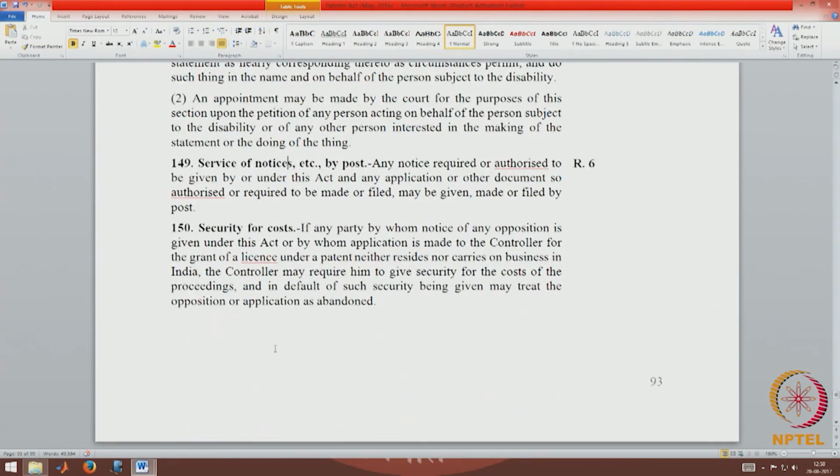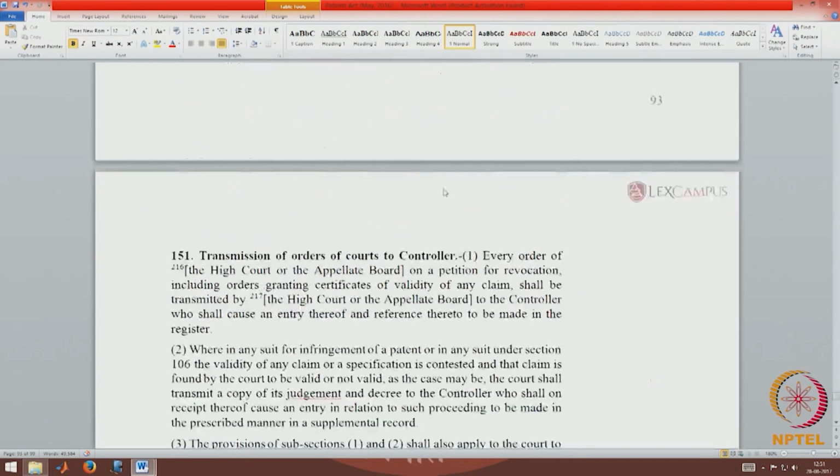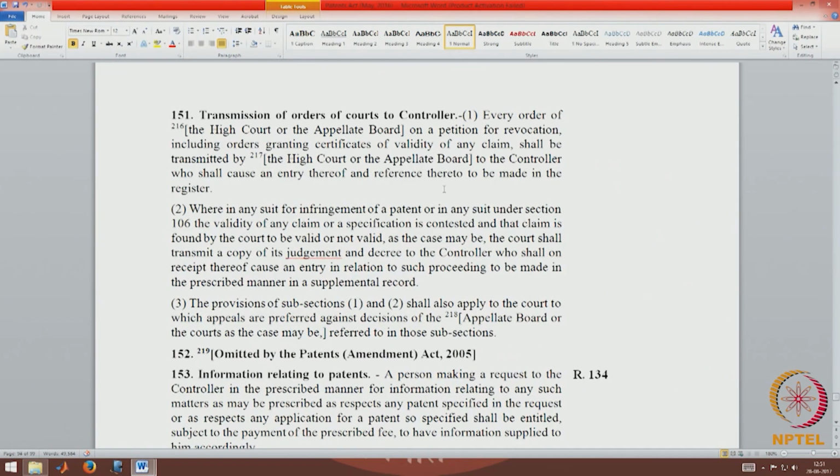149 deals with service of notices, etc. by post. 150 deals with security for costs. In some cases, the controller can insist on security for costs if the person is not residing in India or does not carry on business in India. If the person is not in India or does not carry business in India, then the controller can insist on a security of costs. Now 151 deals with how the orders passed by the High Court and the Appellate Board can be transmitted to the controller.